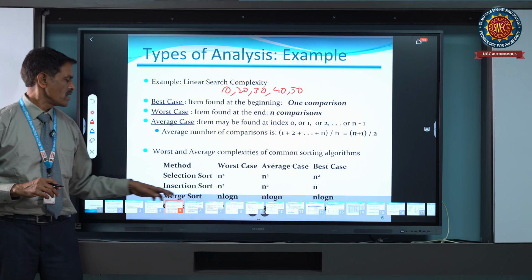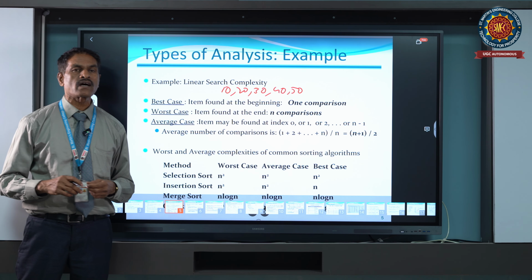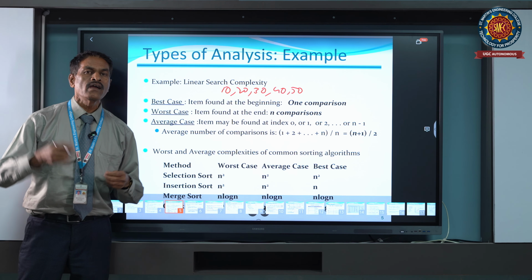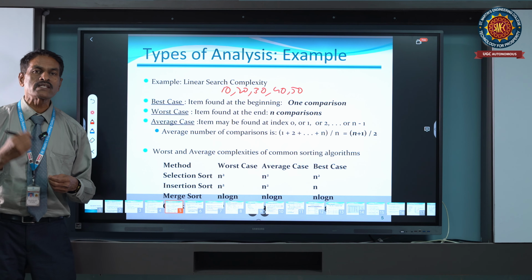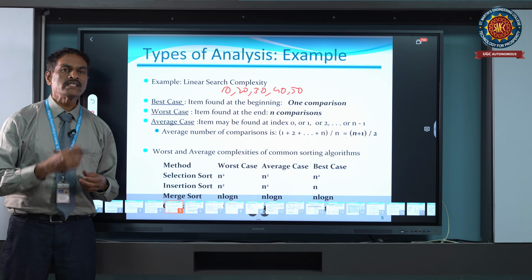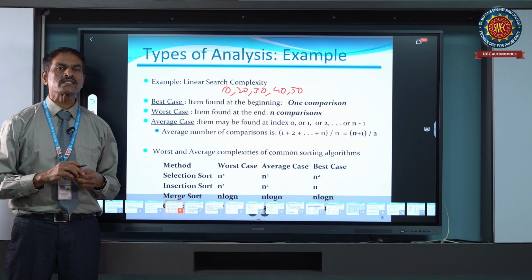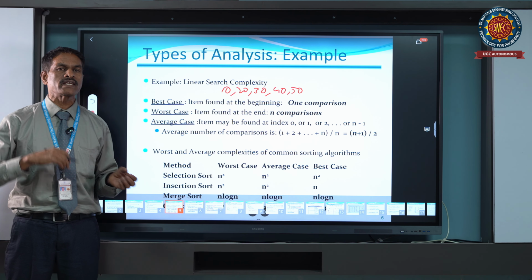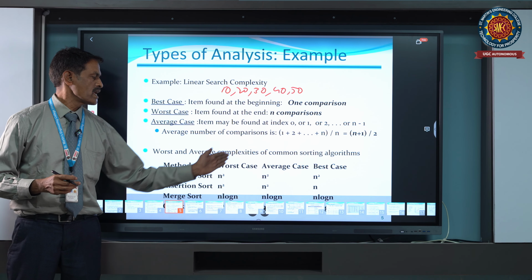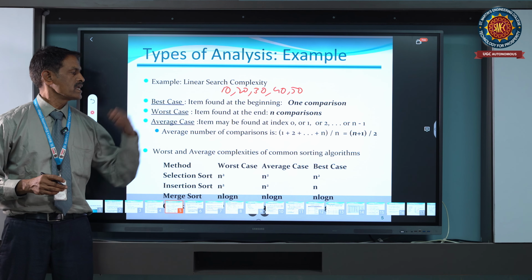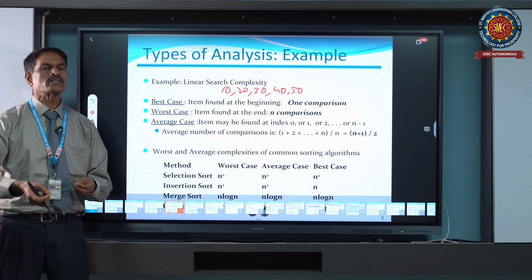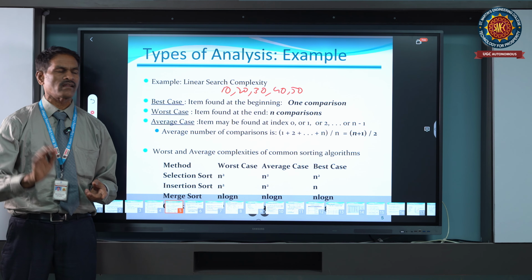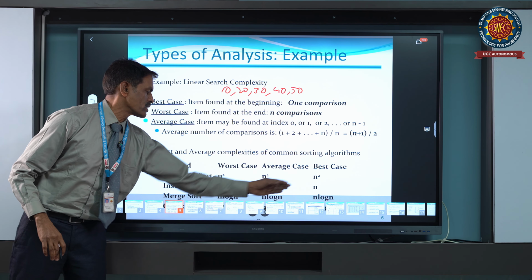Next is insertion sort. Just like playing cards, we insert one by one to build the sequence. That is insertion sort. Its time complexity is n square for the worst case and n square for the average case. The best case is n, when the first element is already in place, that is called n. That is insertion sort.